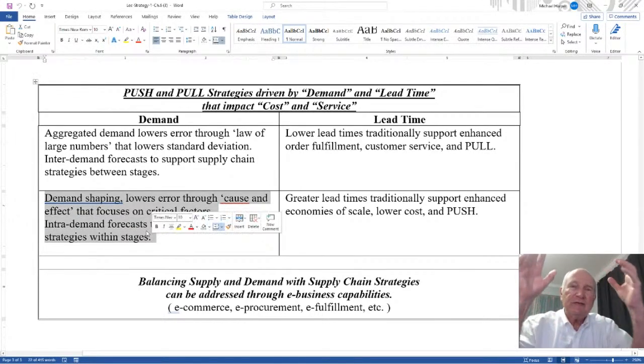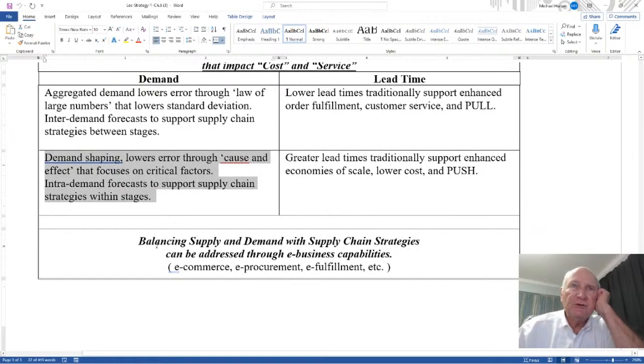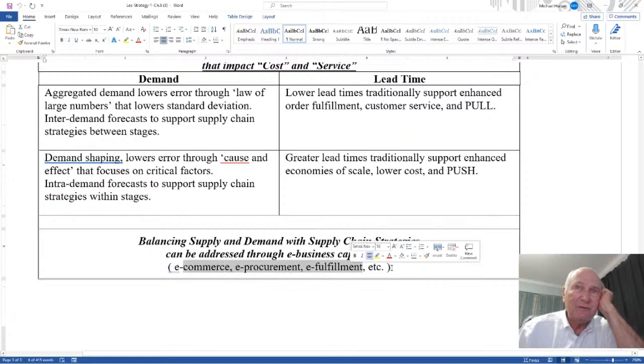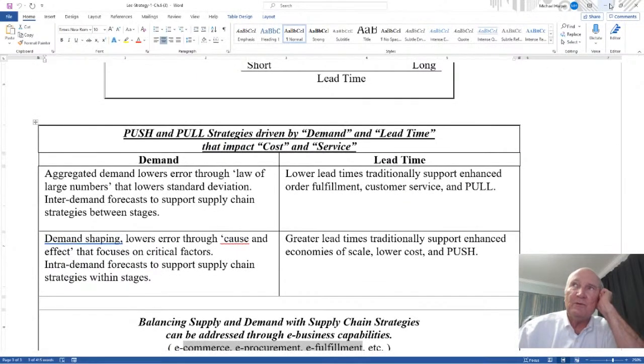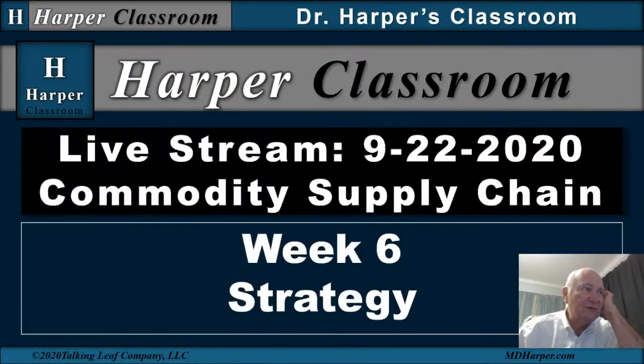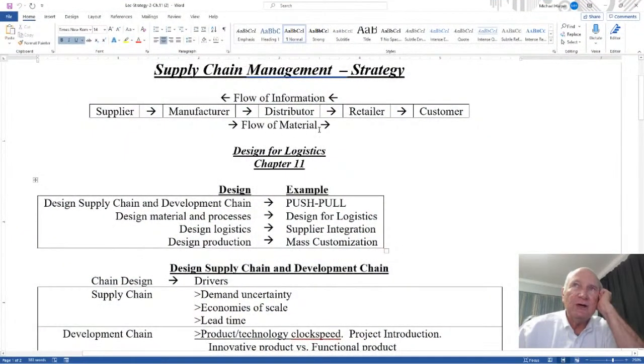A lot of times that is done within an organization, within an intra-stage strategy. So you're balancing your supply and demand with supply chain strategies that can be addressed through e-business capabilities: your e-commerce, e-procurement, e-fulfillment, e-business, etc. And so the internet can be key in balancing your supply and demand within supply chains. So that's push-pull. Now let's shift a little bit.